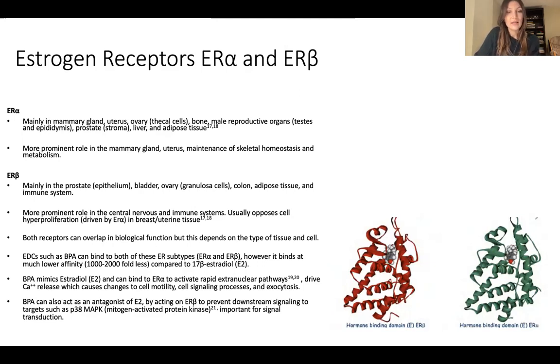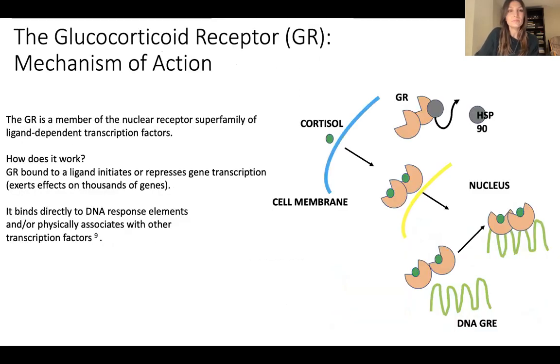BPA can also act as an antagonist of estradiol by acting on ER beta to prevent downstream signaling to targets such as P38-MAPK, the mitogen activated protein kinase, which is important for signal transduction. So endocrine disruptors can really impact our cells. And I think by the end of the lecture, you'll be able to tie all of these different concepts together to see how nuclear receptors work and how these endocrine disruptors impact their function.